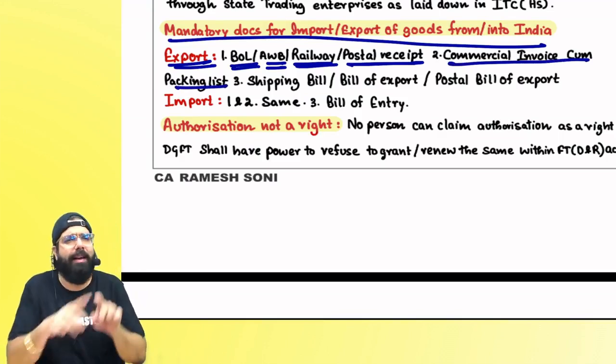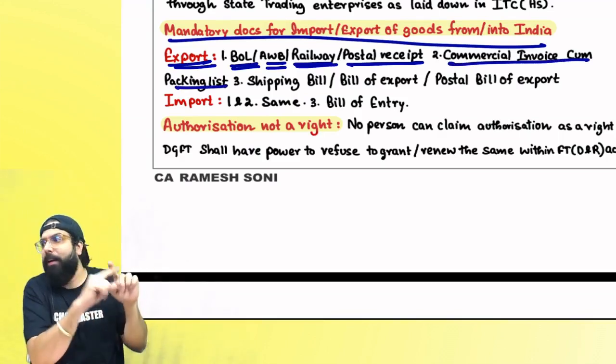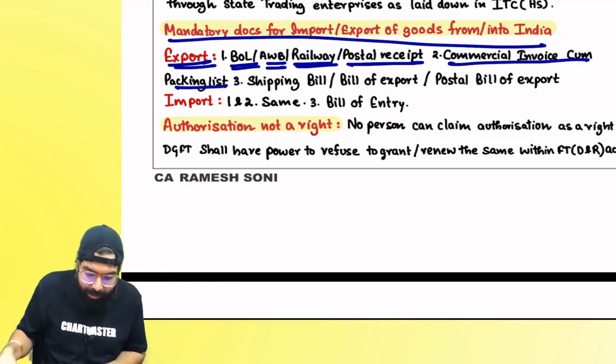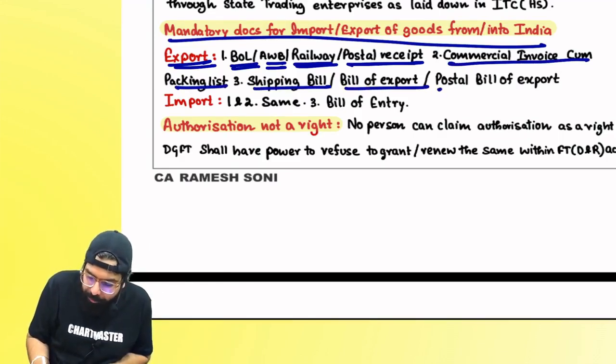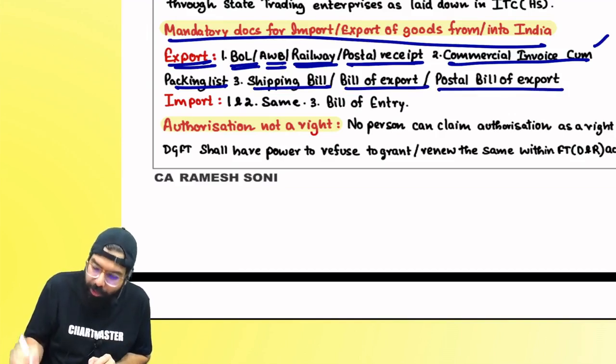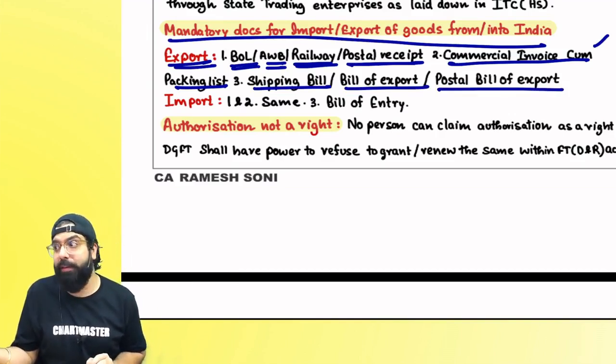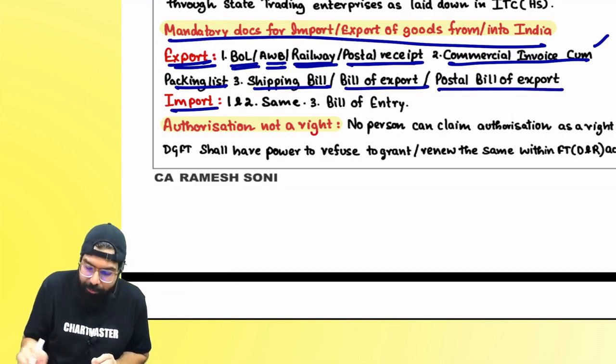Sir, what do you mean by packing list? Whatever is being packed in a container is known as a packing list. Then shipping bill or bill of export or postal bill of export. It means only 3 documents. So ease of doing business is coming. Then they are saying that in the case of import also it is the same.